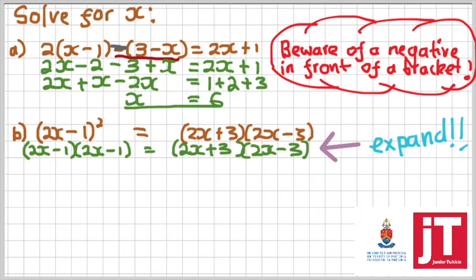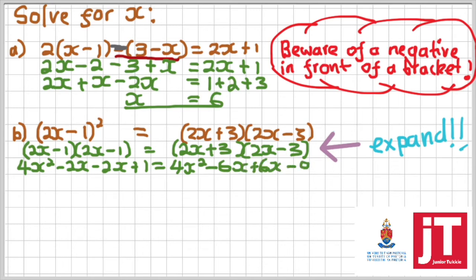Remember, FOIL. We're going to FOIL the left-hand side and the right-hand side. And if we do it correctly, we're going to get 4x squared minus 2x minus 2x plus 1 on the left. And that should be equivalent to 4x squared minus 6x plus 6x minus 9 on the right-hand side. Thereafter, we simplify the left-hand side and the right-hand side respectively to get 4x squared minus 4x plus 1 is equal to 4x squared minus 9.